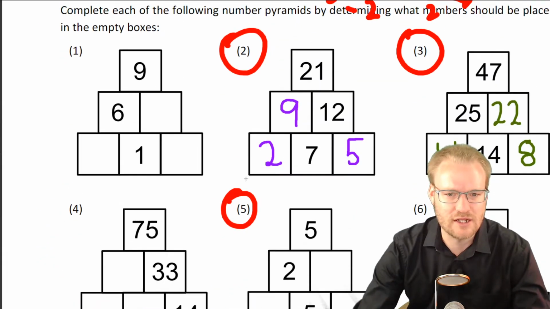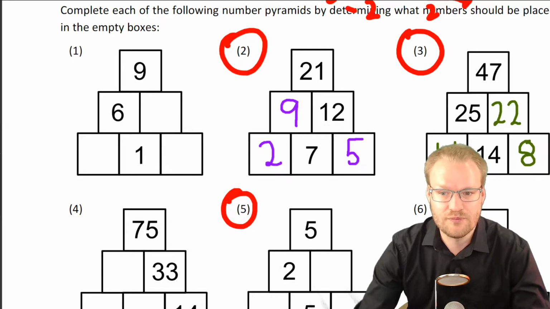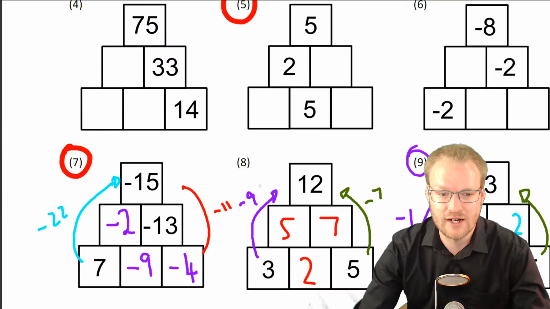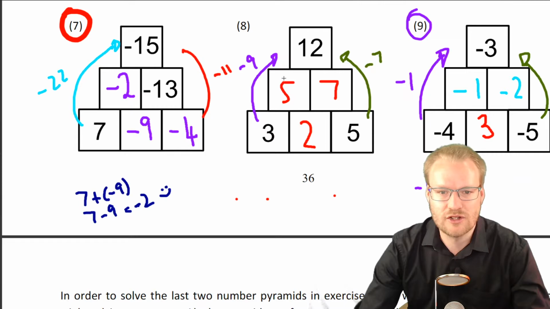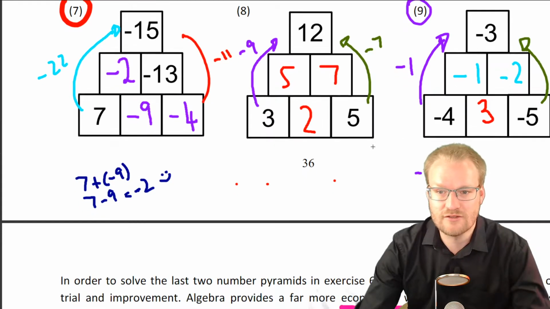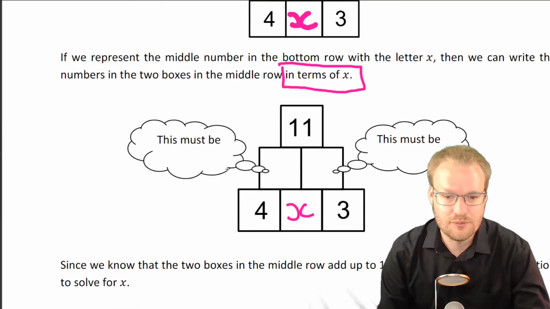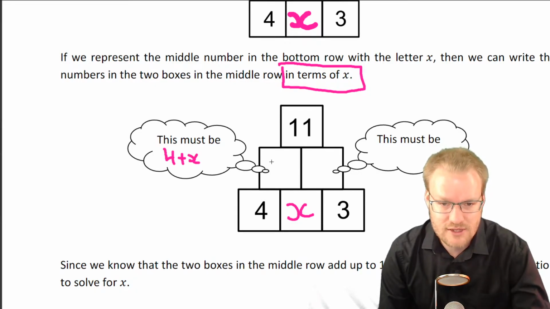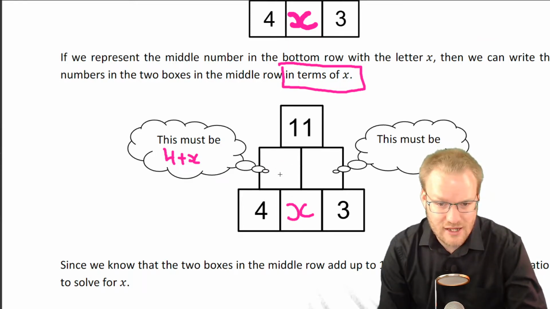Now I'm going to say, we'd normally go 4 plus whatever that number is. So in this one we said 2 plus 7 gives you 9. 11 plus 14 gives you 25. 3 plus 2 gives you 5. Minus 4 plus 3 gives you minus 1. So 4 plus x must be what's sitting in here. 4 plus x. So that's what's sitting in that block here.